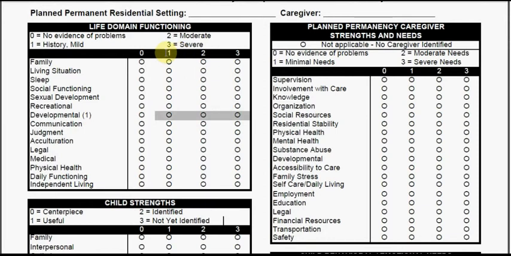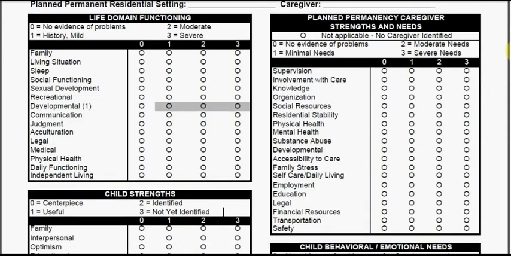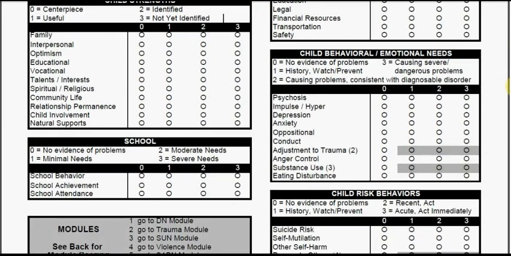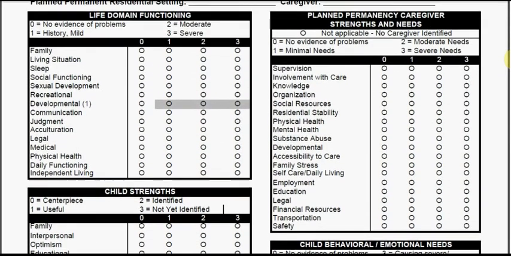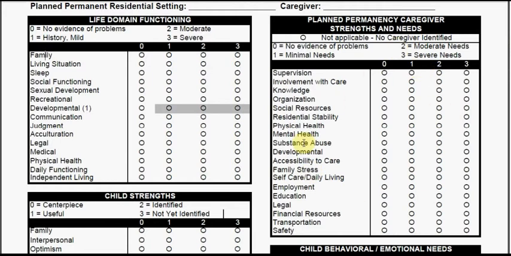and you don't need to go in order. You can complete different domains at different times according to the information you have. For example, you may have all the information you need for the school domain or for the child emotional behavioral needs domain, but you may need some information about the caregiver, for example. You haven't interviewed the parents yet. So you can start completing the domains that you know information about, or even items in the domains you have information about.